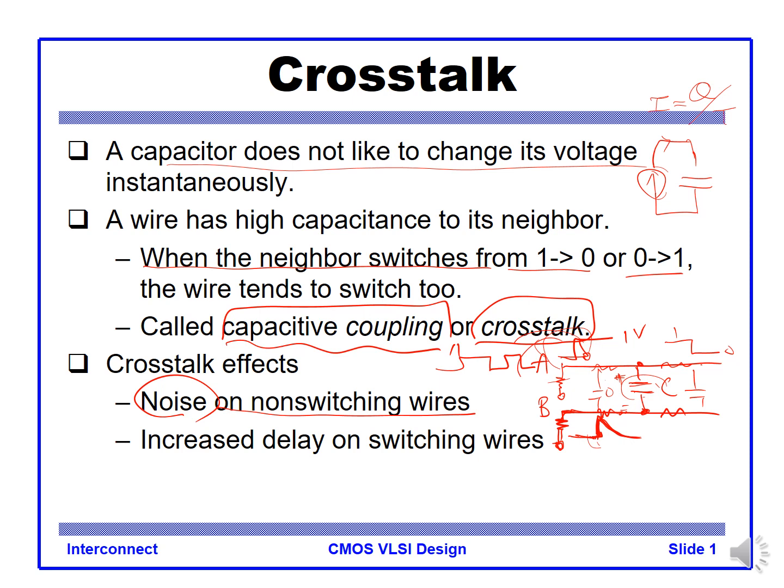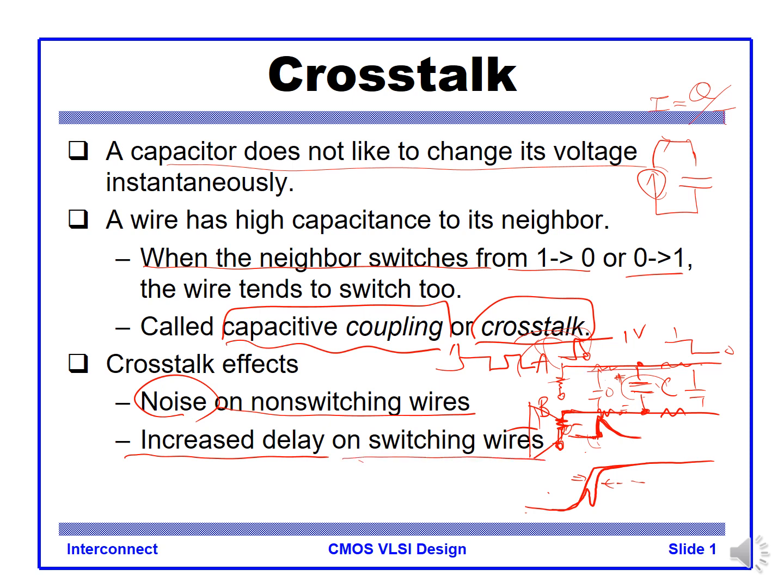If this kind of glitch happens, let's say we drive line B with an inverter, line B tends to propagate like that. But if a glitch happens when B moves, momentarily it may go down and go up, something like that. So the actual signal may propagate slower. So it may increase the delay on the switching wire.